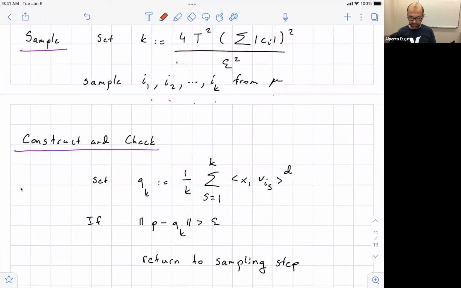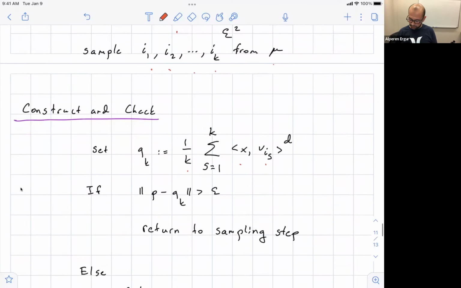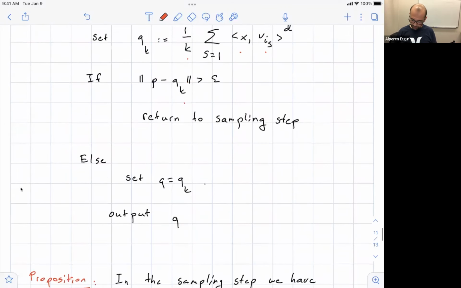As I said, it's extremely simple. You take x, v_i to the d, then you just take the average of them. And if you're not close enough, you go back to sampling, you do it again. If it is close enough, you output your Q, that's it.